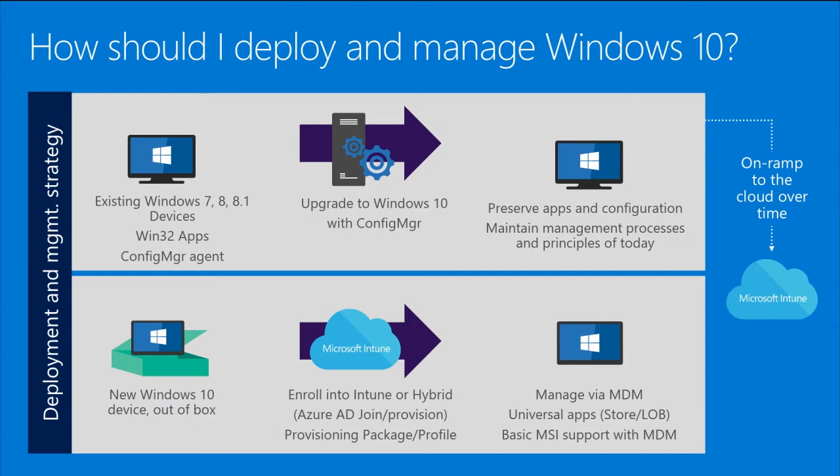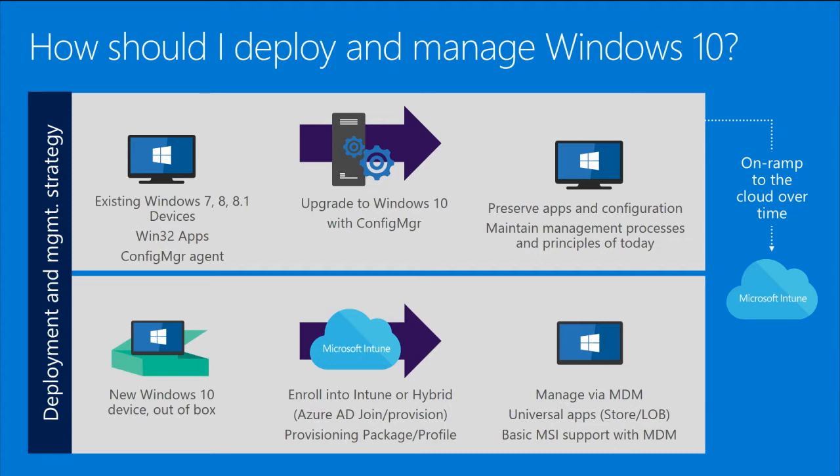If you take, for example, your existing Windows 7, 8, 8.1 devices, they have Win32 apps with loads of dependencies, a lot of LOB applications, complex application set, large application suites already converted to the Config Manager app model, and they're Config Manager agent-based managed today. Then an ideal path there, or path to really consider, is the upgrade path to Windows 10 with Config Manager.